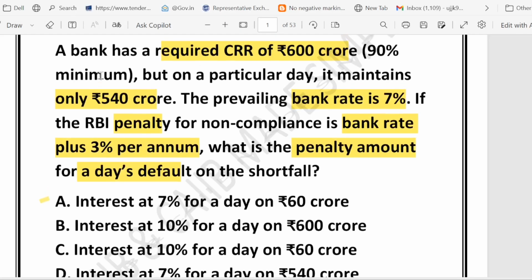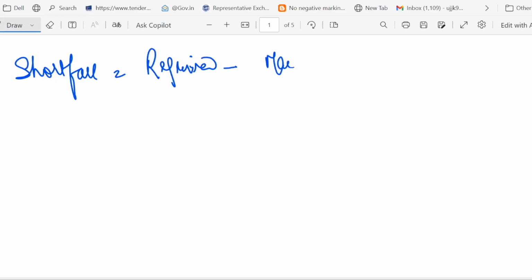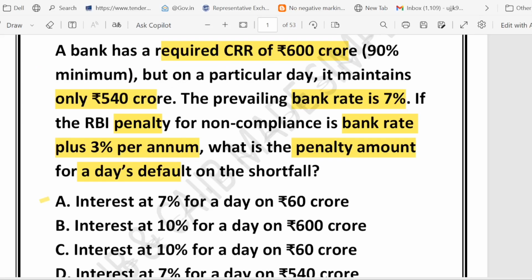So friends, in the question, as you can see, the required CRR is given. First of all, we are interested in finding the shortfall. What is the shortfall in CRR? Very simple. You see how much is required minus how much is maintained. So this difference will be the shortfall. As you can see here, required is 600 crore and they have maintained only 540 crore. How much is the shortfall?